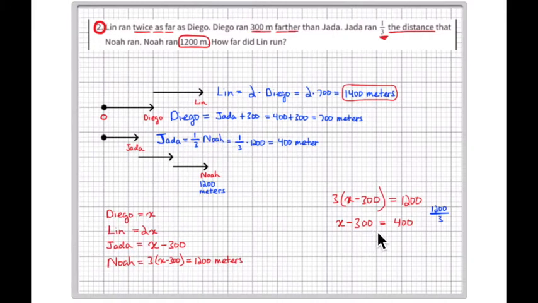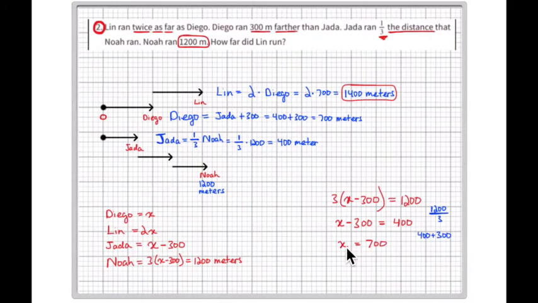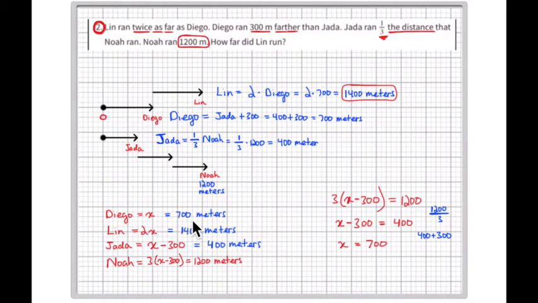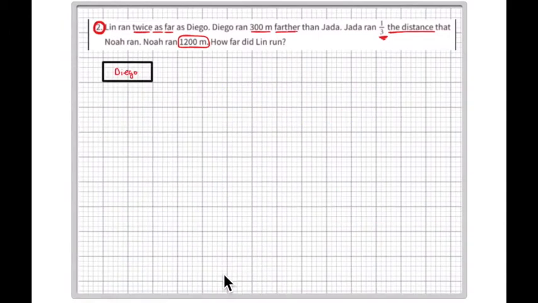So x minus 300 equals 400. So if I'm going to add that 300 back, I'm going to get back to what the value of x is. So that's 400 plus 300, so that makes this 0. If I subtract 300 and then I add 300 back, I get back to this value of whatever x is. And so x equals 700 meters. So x is 700, 2 times x is 1,400, and Jada is x minus 300, 700 minus 300 is 400 meters. And then Noah, of course, was 1,200 meters.